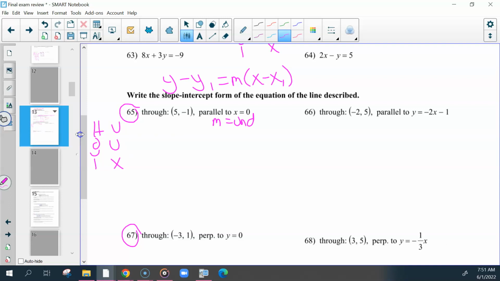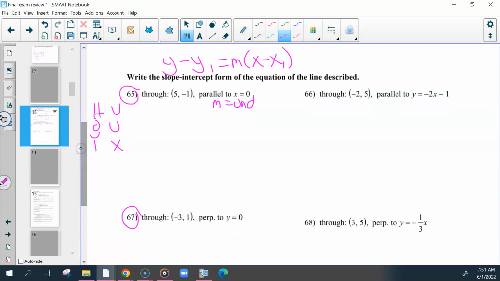With these type of problems, we can't use the point slope formula because we can't put undefined in as the slope. It wouldn't work out. So we have to know that if it's undefined, we're using an x equals, and we have to look at what our x value is, which is 5. So our equation would be x equals 5. The problems like these, you really don't have work to do except know this information.